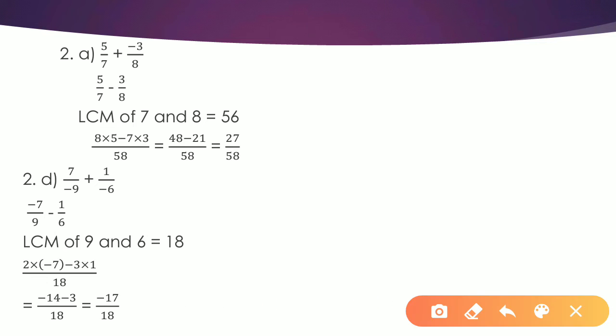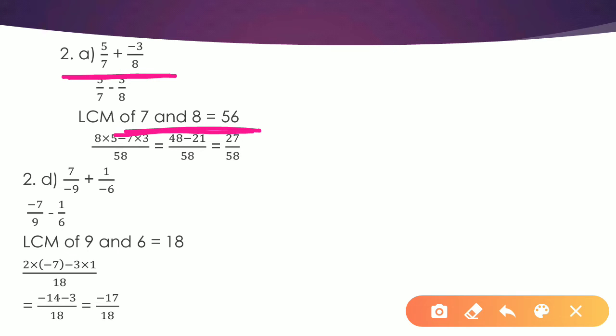Here we have to simplify this rational number. As you can see, here the denominators are not equal. For the first rational number the denominator is 7. For the second rational number the denominator is 8. So if the denominators are not the same, first of all take the LCM of the denominators. So the LCM of 7 and 8 will be 56.